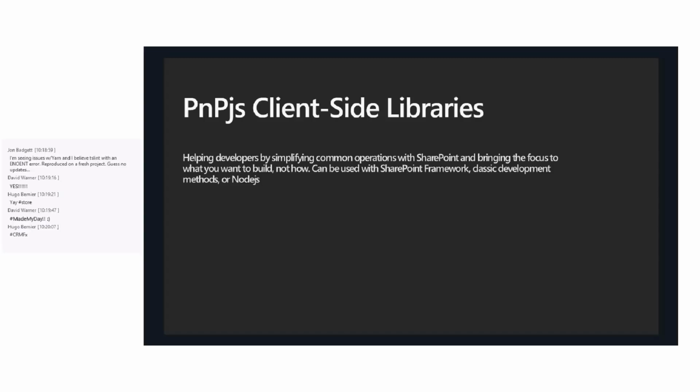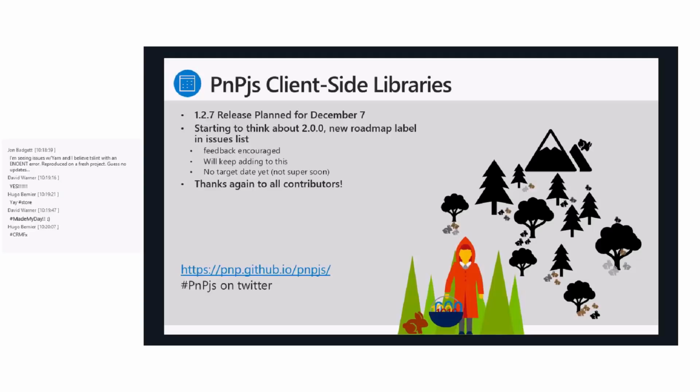So now, moving on to a quick update on PnP JS client-side libraries. Our 1.27 release is planned for December 7th. If you're here listening to us today, that is tomorrow. If you're listening to this call later, that is December 7th. So that will be very soon, or perhaps has already happened if you're listening to the call. That's going to include a whole bunch of stuff from the community again. Great contributions again this month. So I want to say thank you to everybody. We'll be getting that out.